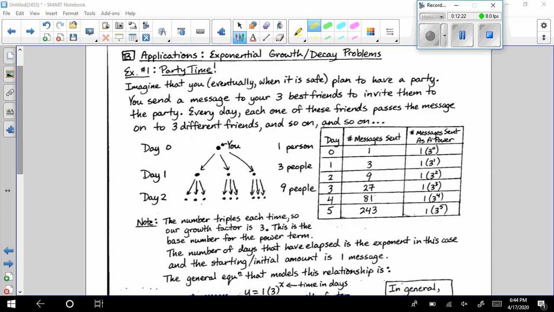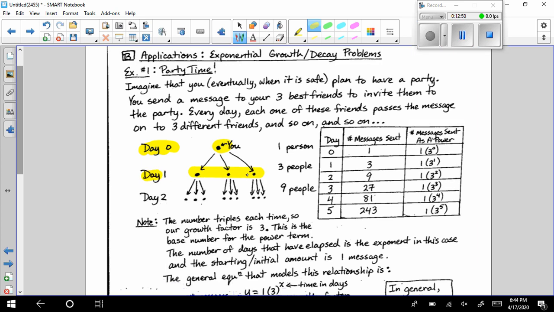The rest of this lesson focuses on applications of exponential equations. And in the first example, which I've dubbed party time, I've said, imagine that you, eventually, when it's safe, plan to have a party. And you send a message to your 3 best friends to invite them to the party. Here's you on day 0. You were the one sending that message.